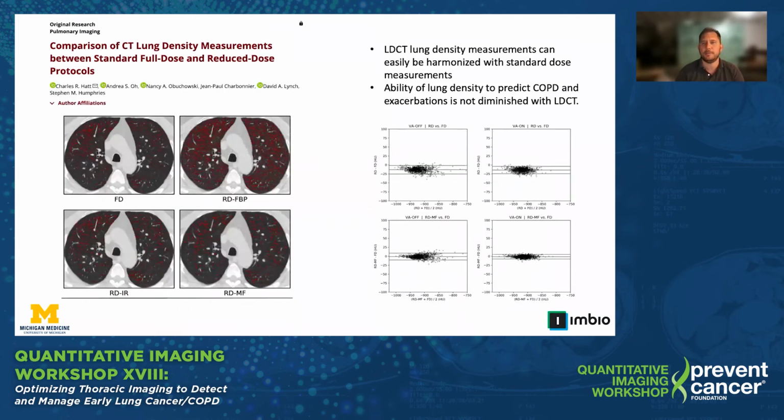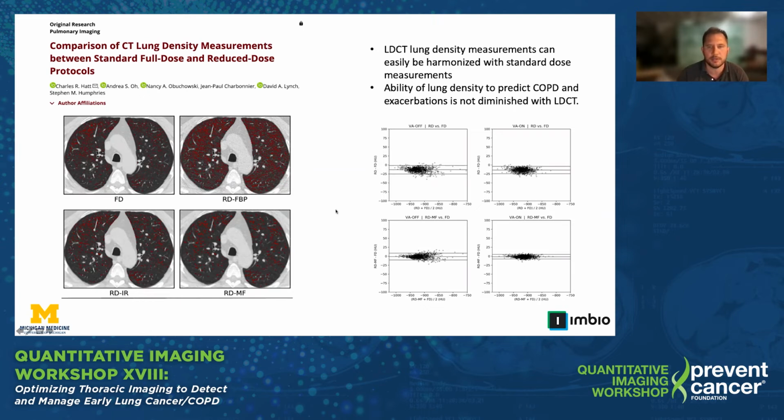This was a follow-up paper that investigated the effect of moving to a low-dose protocol on lung density measurements. We found that median filtering, or using iterative reconstructions for low-dose scans, resulted in lung density measurements that were unbiased compared to the measurements using a standard dose technique. We also showed that the ability to predict the presence of obstructive disease or future exacerbations was not diminished when using a low-dose protocol.